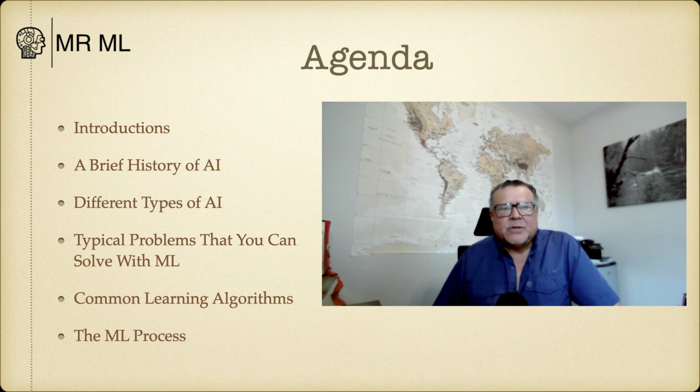This is the agenda for today. First, we're going to have a little bit of introductions. I'm going to provide some information about my background. You will have the opportunity to introduce yourself as well. Later, we're going to talk about a brief history of AI and then the different types of artificial intelligence. Another topic that we're going to discuss is the typical problems that you can solve with machine learning and what are the common learning algorithms. And finally, we're going to close with a description of the machine learning process. So let's get to it.